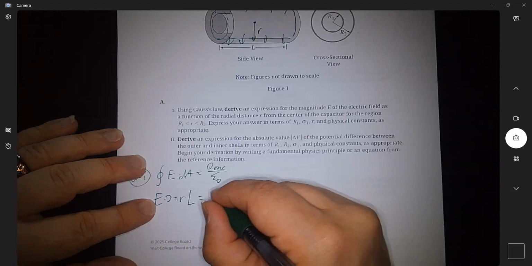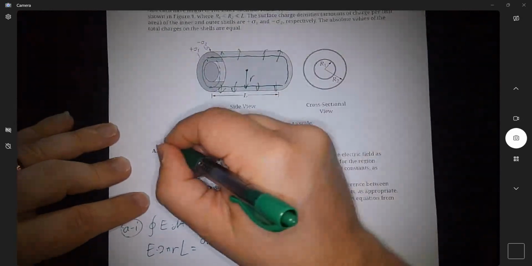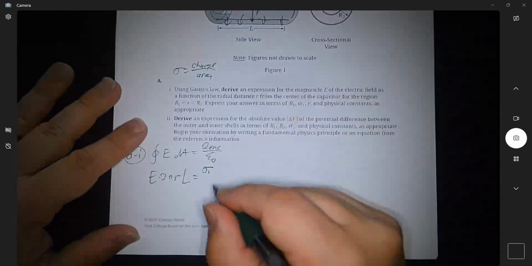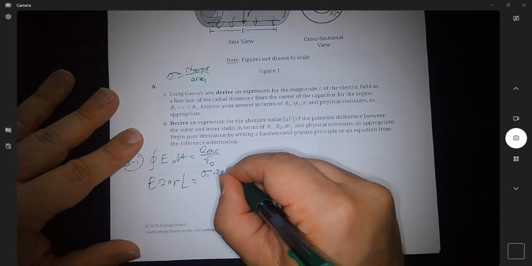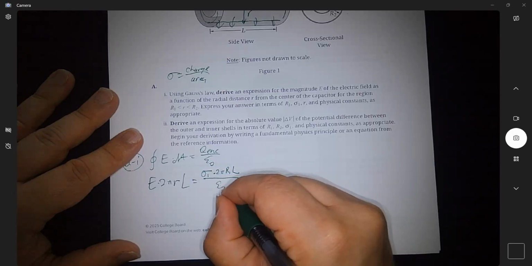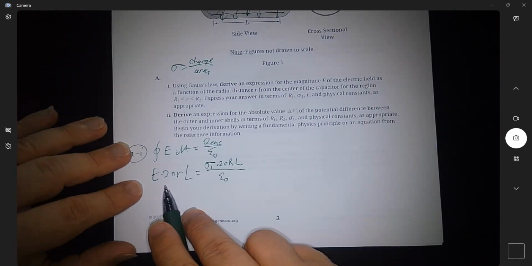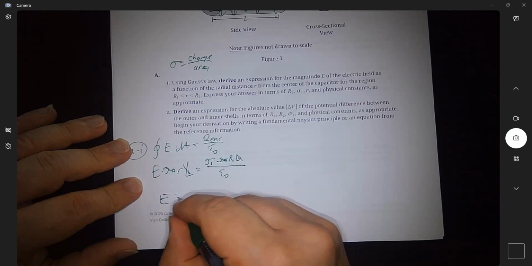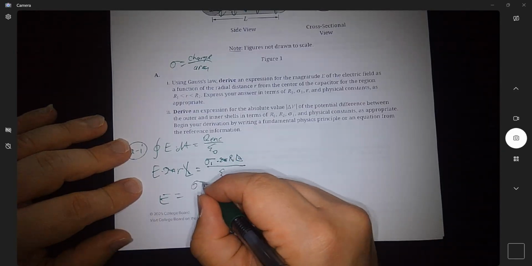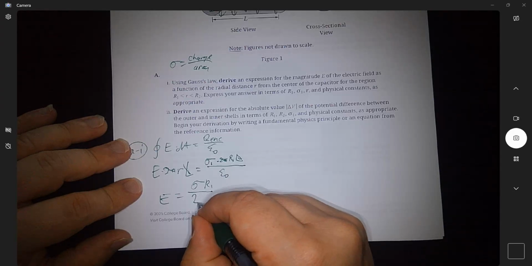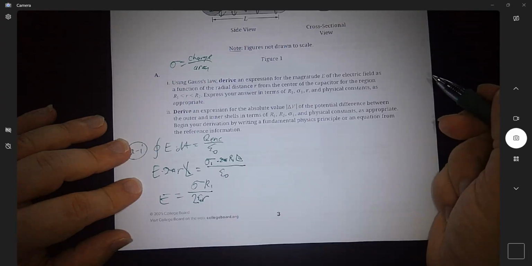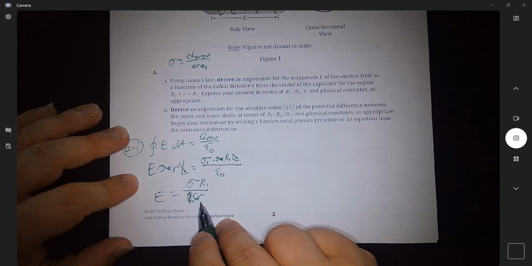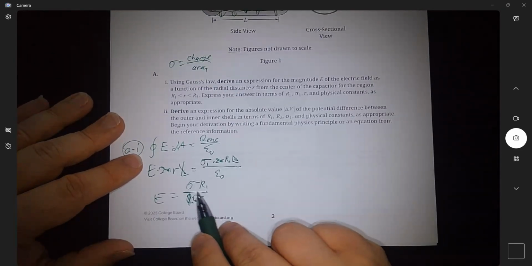And then this is going to be sigma 1. Remember, sigma is charge per area, and the area here is going to be capital R1. So this is going to be 2 pi R1 L over epsilon naught. And then, strangely enough, you're just going to cancel out the 2 pi and the L, and you just get the electric field is sigma R1 over 2 lowercase r epsilon naught, I guess. No, not the 2. The 2 disappeared. So just sigma R1 over epsilon naught little r. Okay. That works out for me in terms of units.